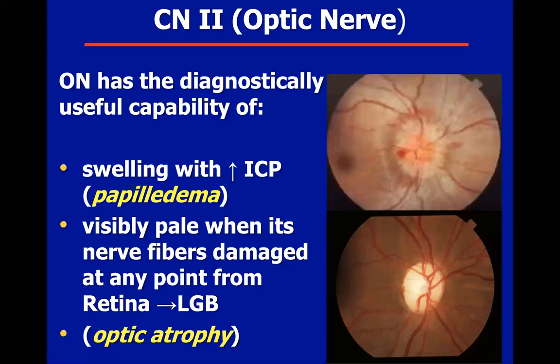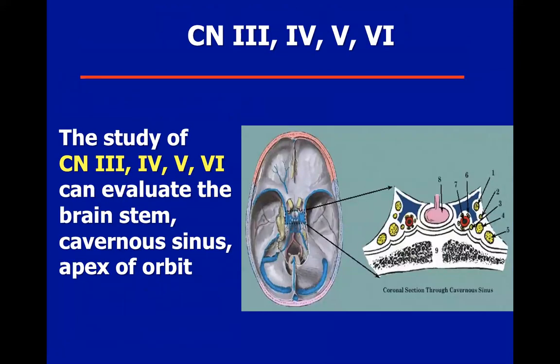If you look at the bottom, this is what we refer to as optic atrophy. Unfortunately, even though you can trace the contours nicely, and trace every single vessel, the disc is pale because the nerve fibers are damaged anywhere from the retina to the lateral geniculate body. Please look up the lateral geniculate body and read on it further.